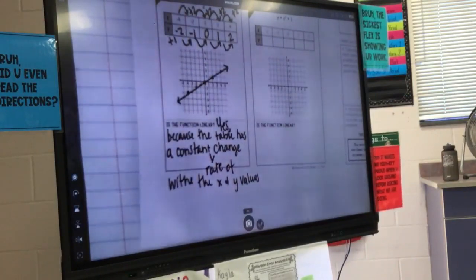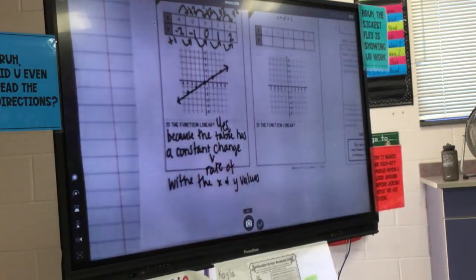What would be another reason, though, that this would also be a yes? So we use the table, but what's another thing that we used? Okay. The graph made a straight line. Okay, so if nothing else, guys, look at your table. If you don't have a table, plug in your numbers for your equation. See what you get for X and for Y.